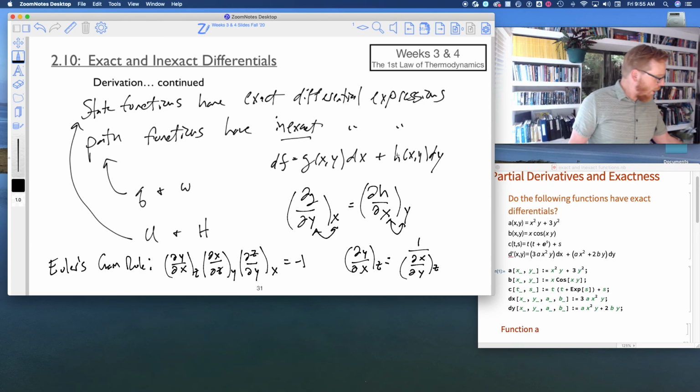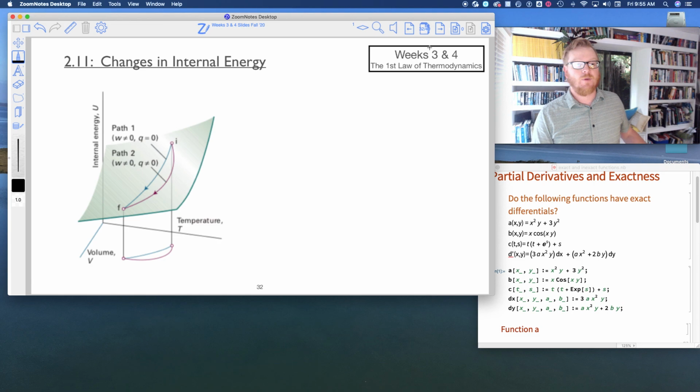Okay, so why does this matter and how does this get connected? Well, here we have this situation here. Look, internal energy on the z-axis. So this is u as a function of v and t. And so now we want to be able to apply this exactness, this test of state function or path function. And I'll end it from here and then start a new video picking up with the rest of this stuff, finishing off the first law of thermodynamics.